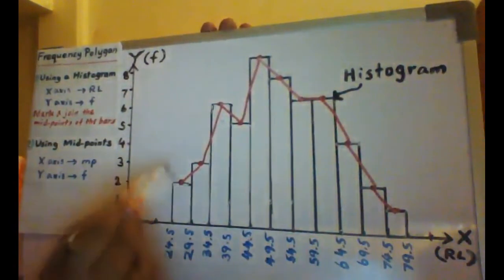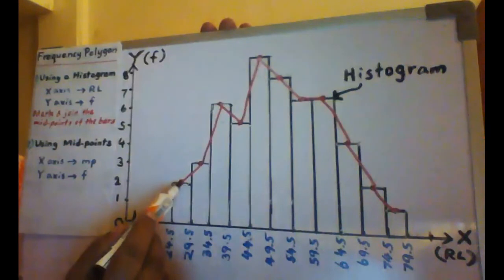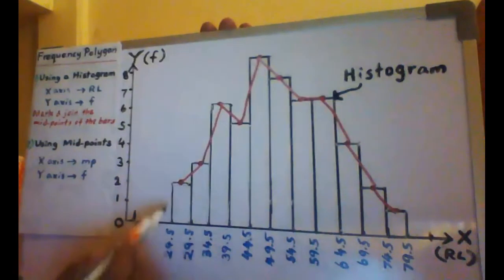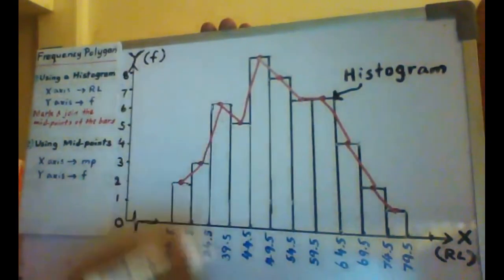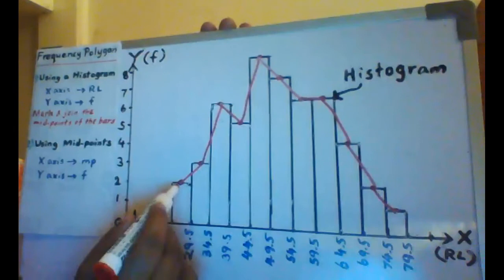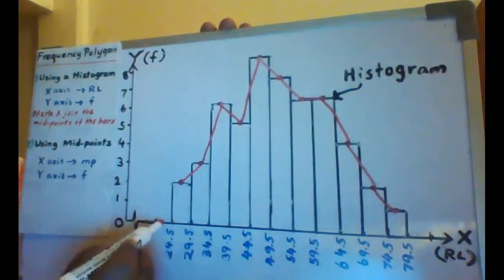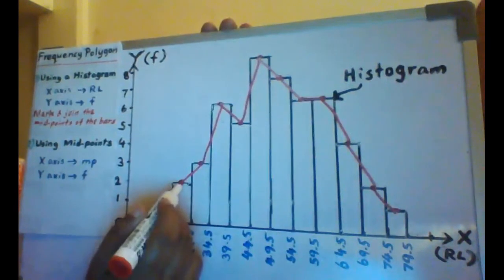Now, we have marked the midpoints of the bars. Here also you have to have the midpoint. Not this corner. You have to have the midpoint of this class. Why do you have to have that midpoint? Because as a rule, the polygon should touch the x-axis. Now, where does it touch? The midpoint of this class. Mark like this and draw the line.